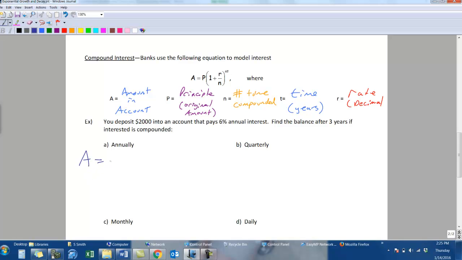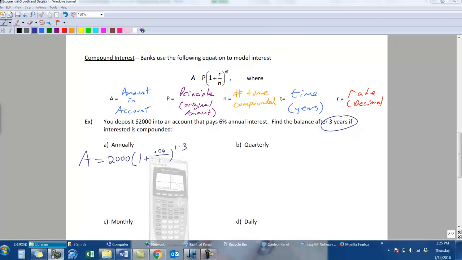A, right? A is the initial amount, 2,000, times 1 plus our rate, R divided by N. Our rate is 0.06 divided by N. If annually, it means it's going to be compounded once a year. You put your money in on January 1st. Next January, they're going to compound it once for you. They'll give you 6%, raised to the N, in this case 1, times T. Now that we're putting this in for 3 years, T is 3.